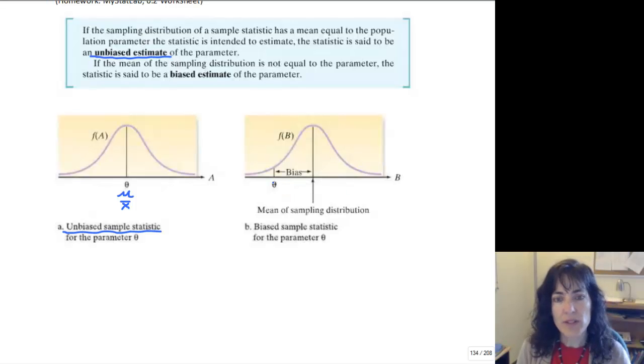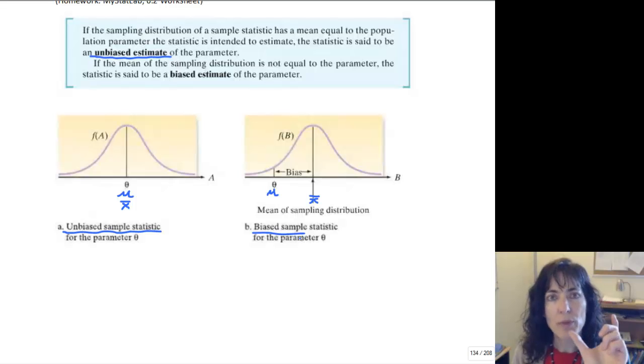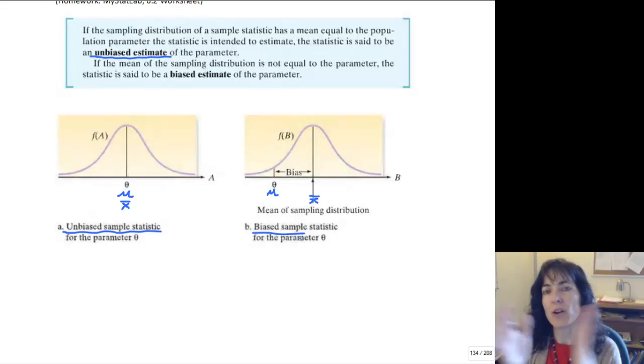Now, if you have it slightly off, this would be your mu over here, and this would be your sampling distribution mean, the middle of your X bars in our example. This would be biased because it doesn't match up. The mean for our population and our distribution mean don't match, so we're going to say that's a biased estimator because they aren't exactly the same.